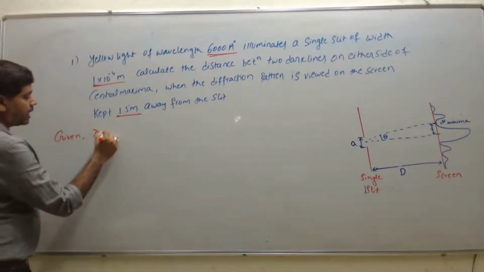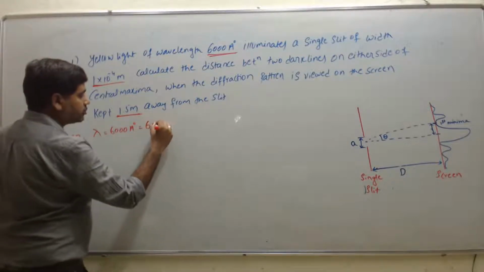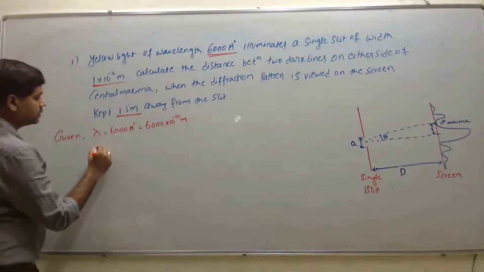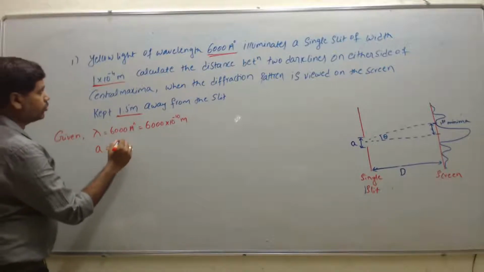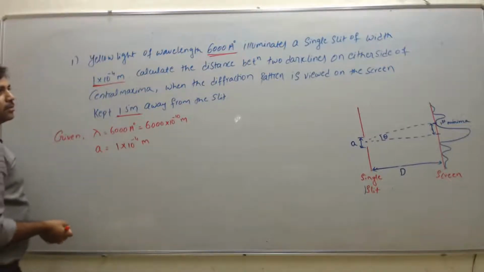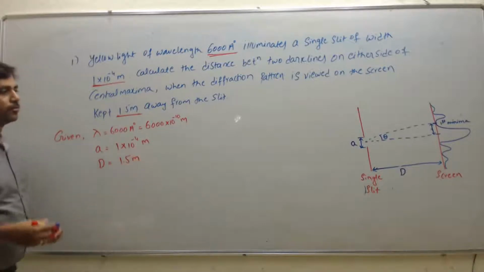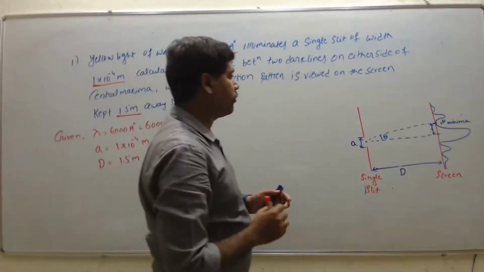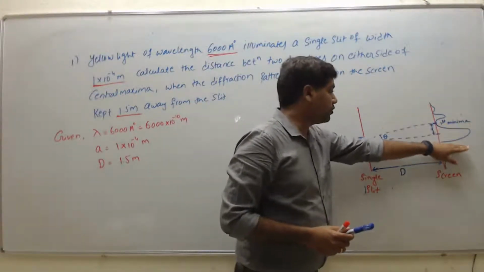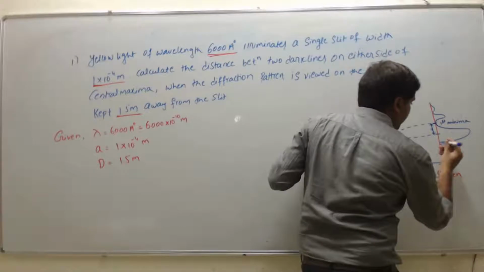So if we write here, given lambda is equal to 6000 angstrom, that is 6000 into 10 to the power of minus 10 meter. Next, slit width, they gave A is equal to 1 into 10 to the power of minus 4 meter. Next, they gave capital D is equal to 1.5 meter. So in the question, this one is the first minimum. First minimum is nothing but the dark region. Here also we get the first minimum on either side.